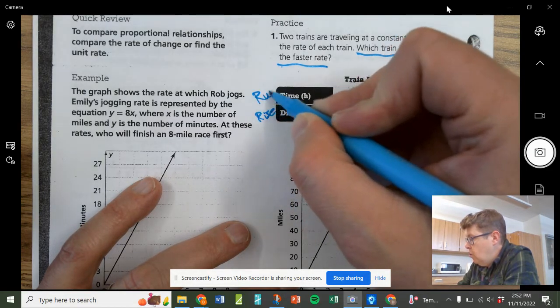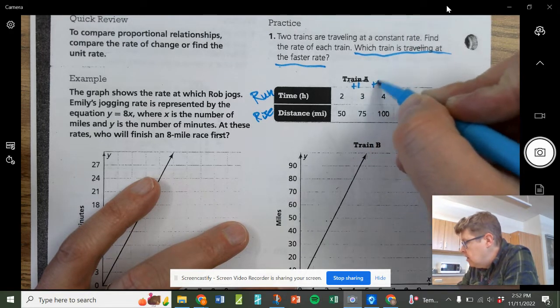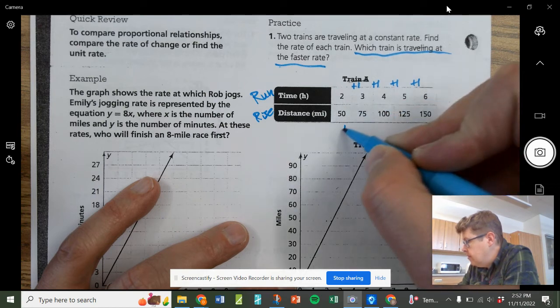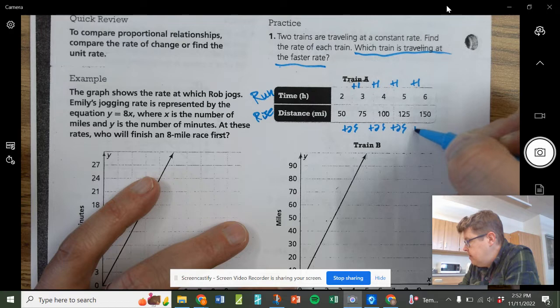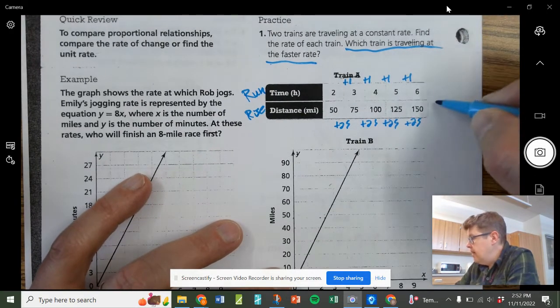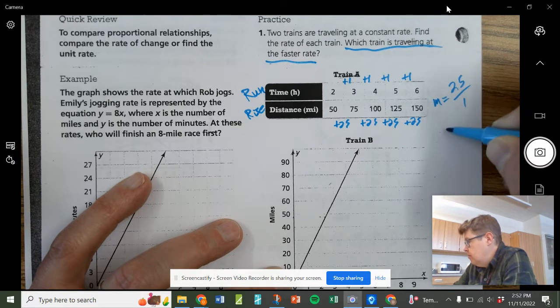divided by our run. Okay, so for train A, our run, our x values, are going up by 1 hour, but these are going up by 25. Right? And so rise over run is when you take your y values, figure out the difference between them. That's your vertical change, and you divide by the horizontal change. So that's 25 divided by 1, or 25 miles per hour.